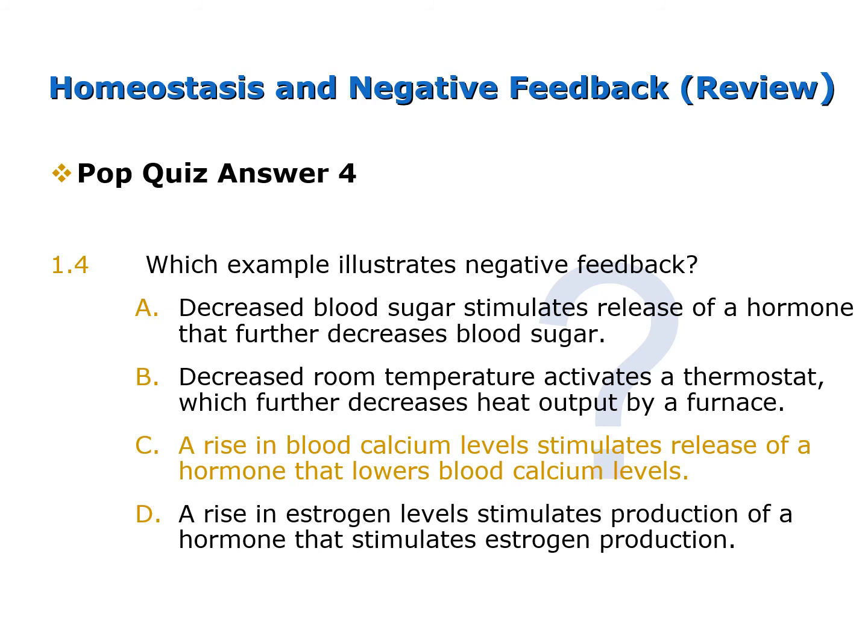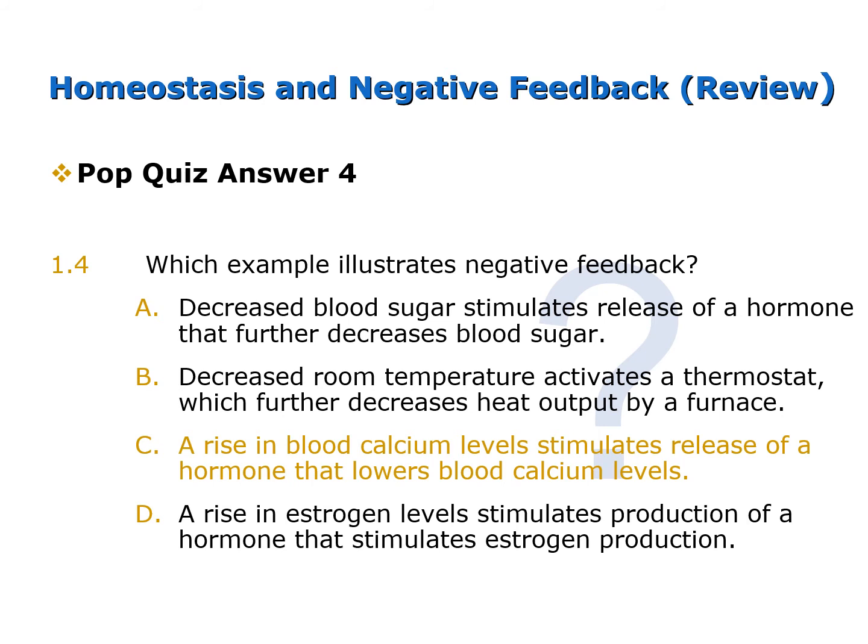It says decrease blood sugar, and the action will be a hormone that will decrease blood sugar. So I have same direction action and variable change. So I have a decrease with a decrease. So A is not an option. B, I see decreased room temperature will activate a thermostat that will decrease heat output. So again, the change in the variable and the action are in the same direction, decrease, decrease. So that's not an option as well.